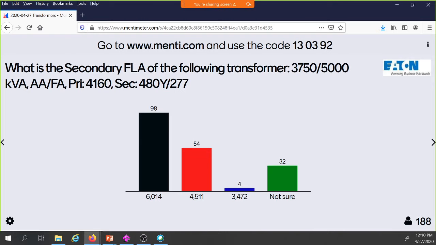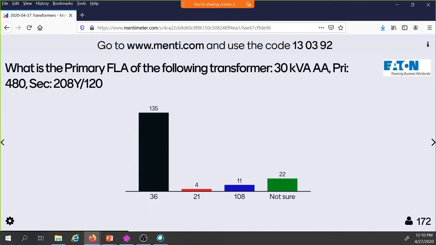All right, good dialogue there. What is the primary full load amps of the following transformer? 30 kVA. That's AA primary. We'll learn what AA means.